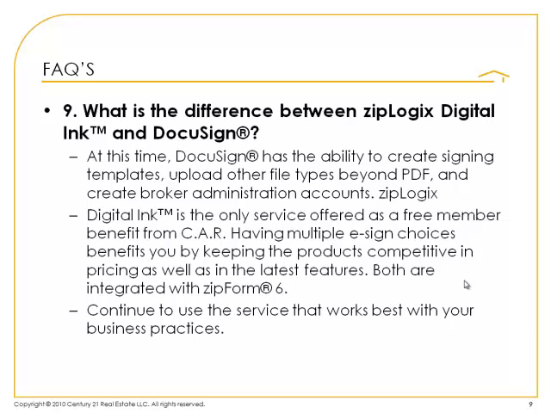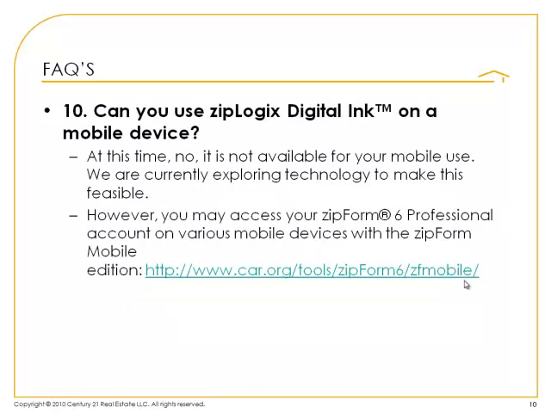Both of them work with zip forms equally. There's really no difference in one being more legal. In ease of use and features, DocuSign is better. Can you use ZipLogic DigitalInk on a mobile device? The answer is no. Not yet. I think you can with DocuSign, but you can't with DigitalInk. Again, they say they're working on this too. You can use, however, Zip Form 6 Professional on a bunch of different mobile devices, especially the smartphones, and there's a link to that.